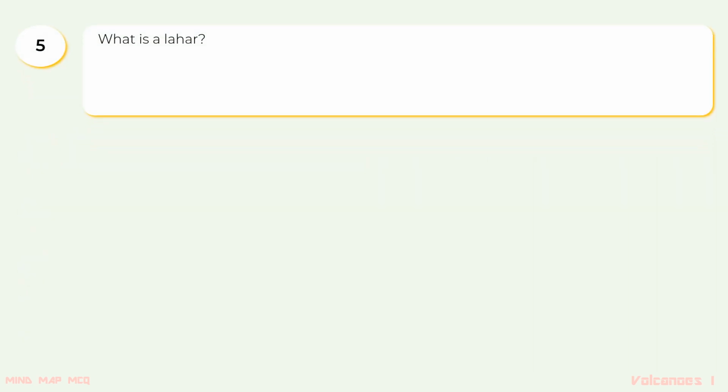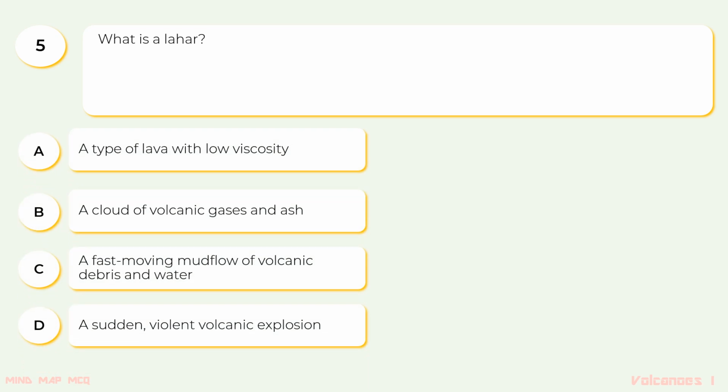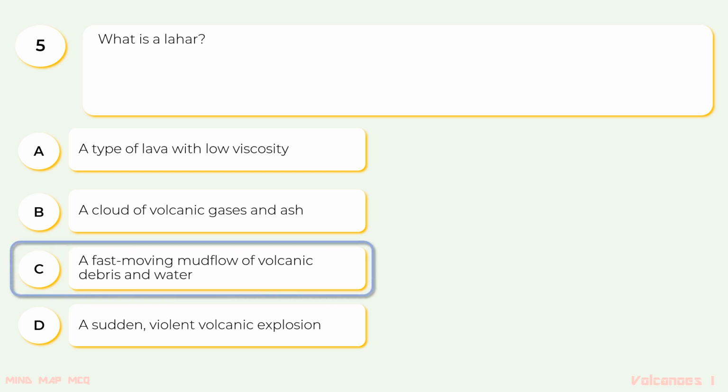5. What is lahar? A. A type of lava with low viscosity. B. A cloud of volcanic gases and ash. C. A fast-moving mud flow of volcanic debris and water. Or D. A sudden violent volcanic explosion. The correct option is C. A fast-moving mud flow of volcanic debris and water.